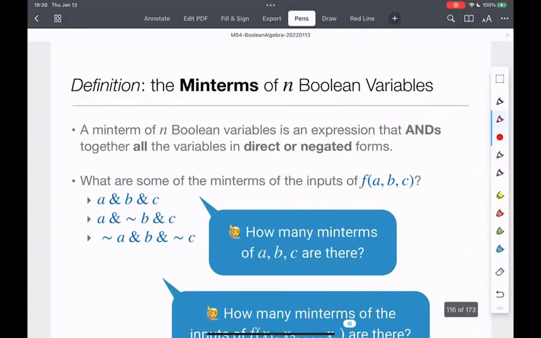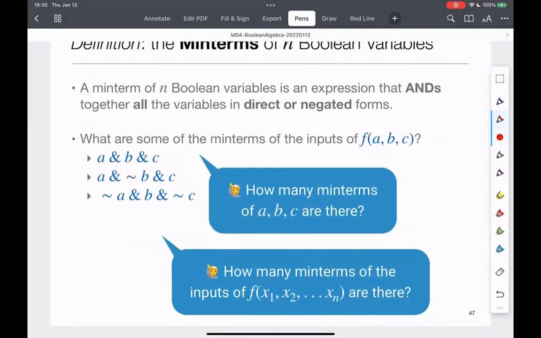Could you use parentheses as well? Could you group them? Yes, you can. If you so want, you can write A and not B and C with parentheses, and that's fine. That's still a minterm. Although try not to put them because it's conventionally not put, but you certainly could. You could say it's equivalent to the minterm. The convention is to write without parentheses.